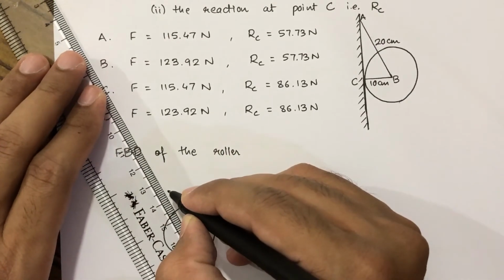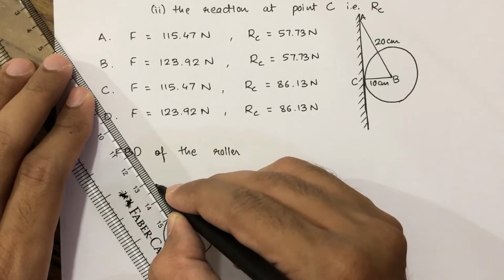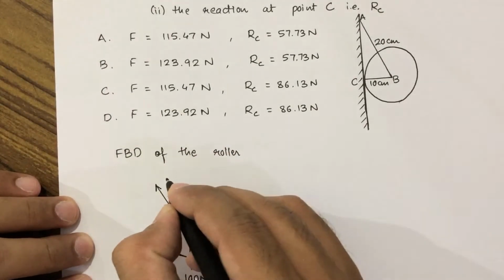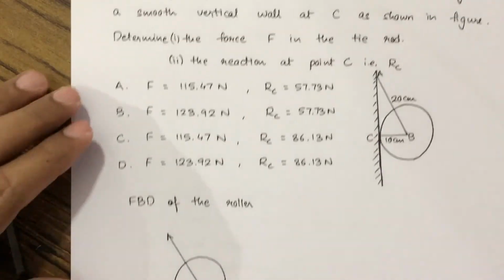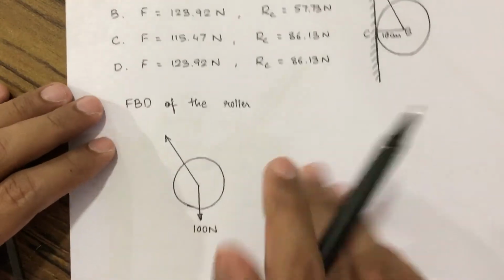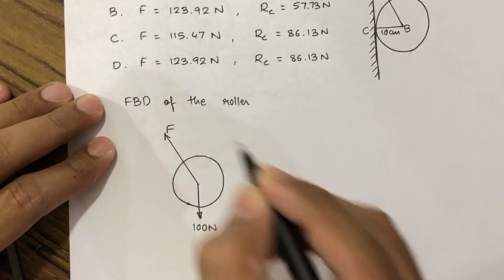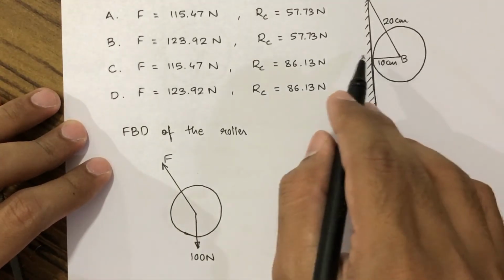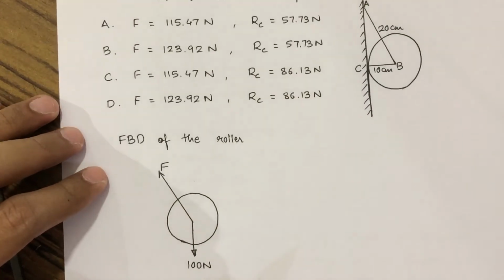So this is the tension in the string or in the tie rod, and it will also pass from the center. So this tension force is given as capital F in the tie rod, that we have to determine. Also we have to determine this normal reaction at this point C.